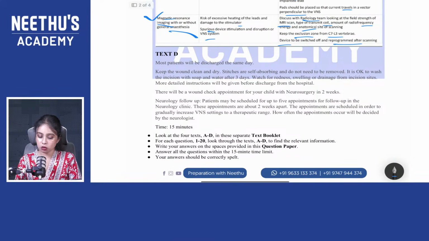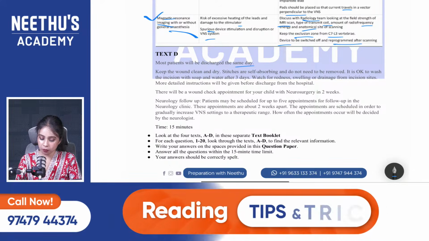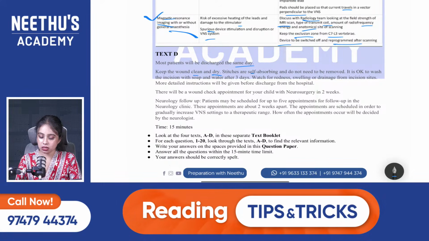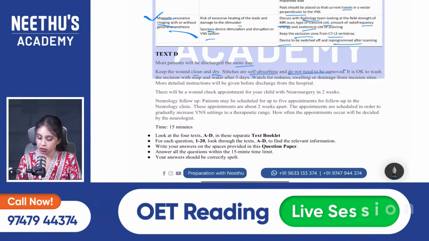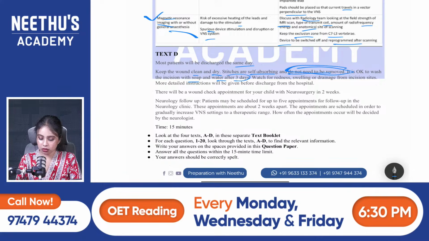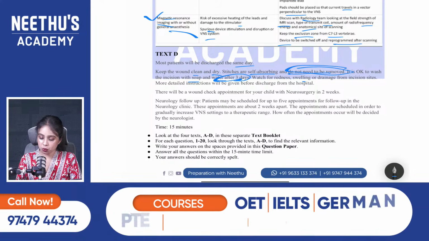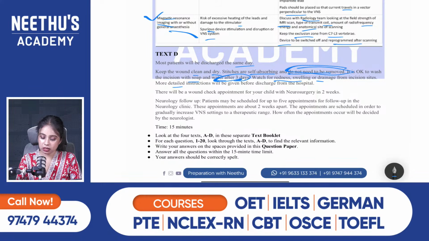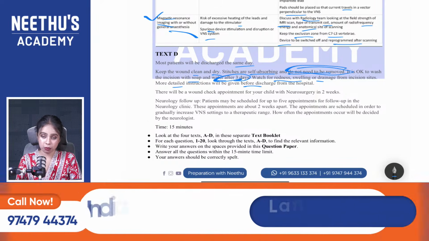Then text D. Most patients will be discharged the same day. Keep the wound clean and dry. Stitches are self-absorbing and do not need to be removed. Maybe you can expect this question. It is okay to wash the incision with soap and water after 3 days. Watch for redness, swelling, and drainage at the incision sites. More detailed instructions will be given before discharge from the hospital.